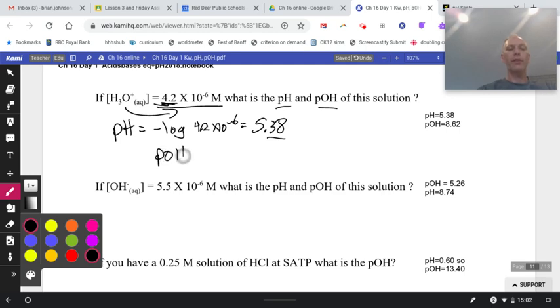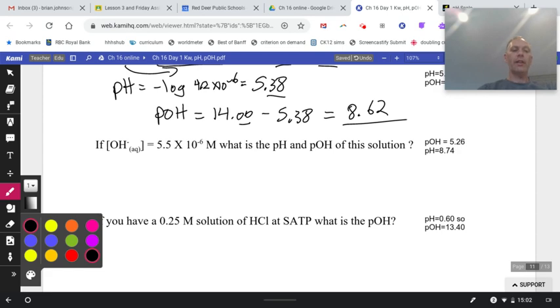Okay, to get pOH, 14, and we usually use 2 decimal places on that one, minus 5.38. So 2 decimal minus 2 decimal places gives us 8.62, 2 decimal places for pOH.